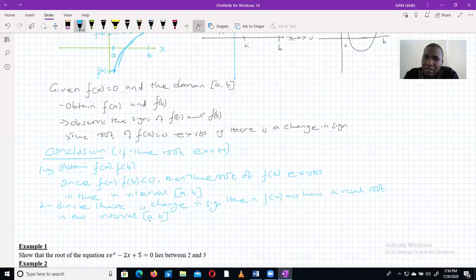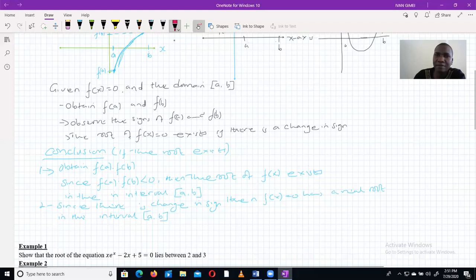So that's the basic thing that you need to do. But then the other thing, the most important thing, is the conclusion. How do you conclude? I can conclude by getting a product of f(a) times f(b). Of course, when I multiply a negative and a positive, it must give me a negative, and all negatives are less than 0. So the conclusion that we agree on here is this one.